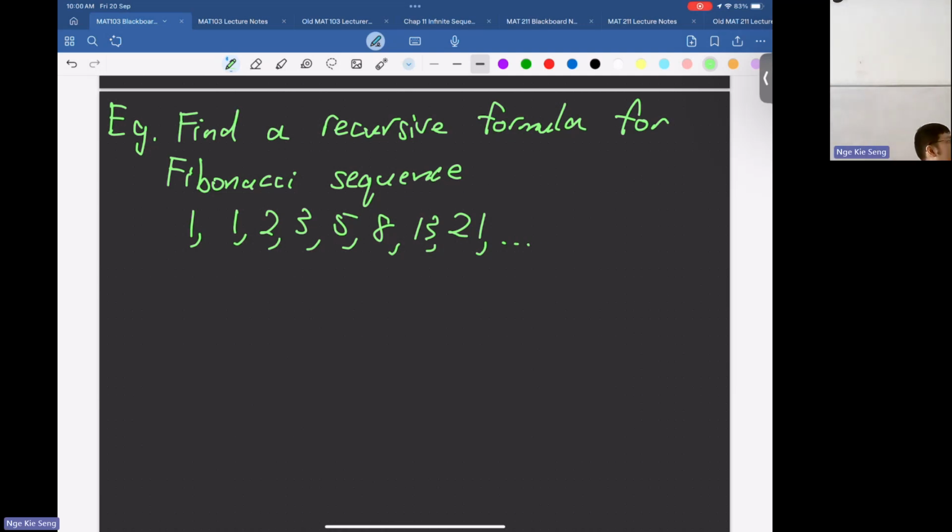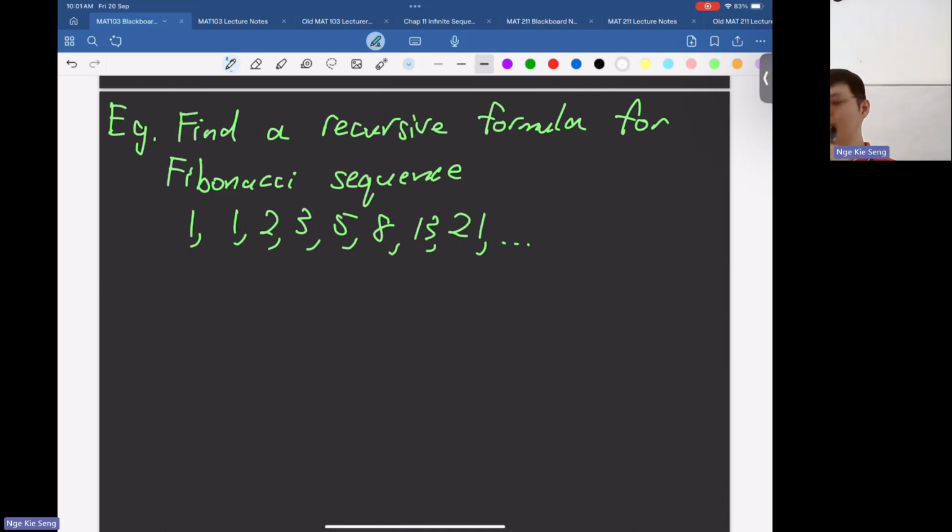Right, so first question here. Can you find a recursive formula for this Fibonacci sequence here? I'll give you 1 minute, you can discuss with your friend. Give a recursive formula for this Fibonacci sequence. Try to discuss with your friend, talk to the person beside you.